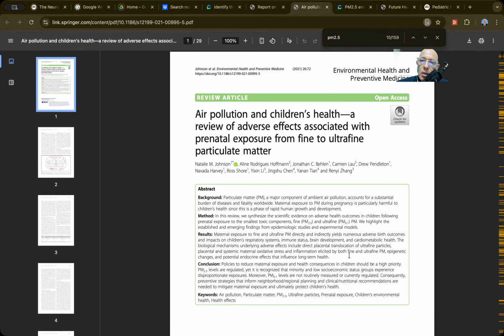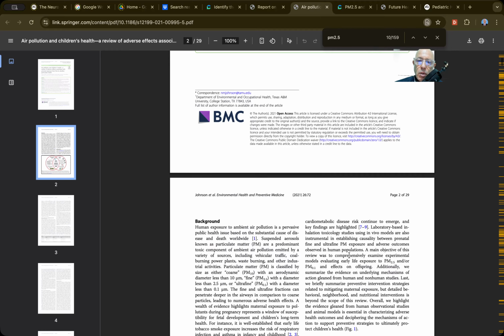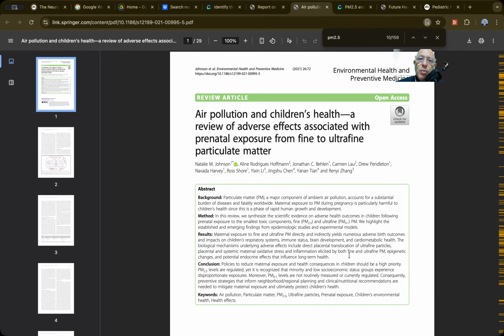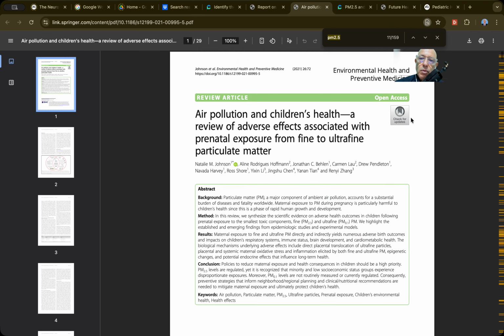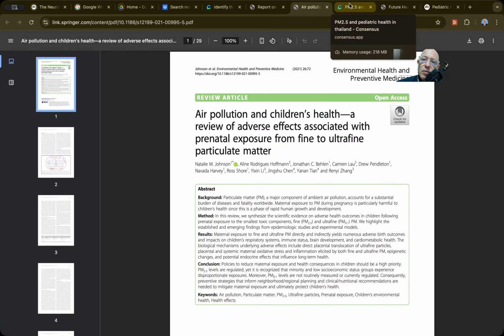And let's take a look at this one. This is published by BMC, but it's Environmental Health and Preventive Medicine, 2021, but relevant today. Let's see if we can find PM 2.5. Yeah, PM 2.5 comes up 159 times in this journal. So it's quite relevant for PM 2.5 and children's health.